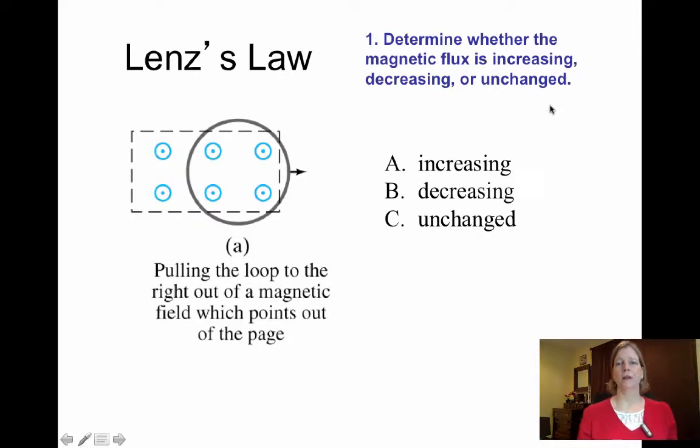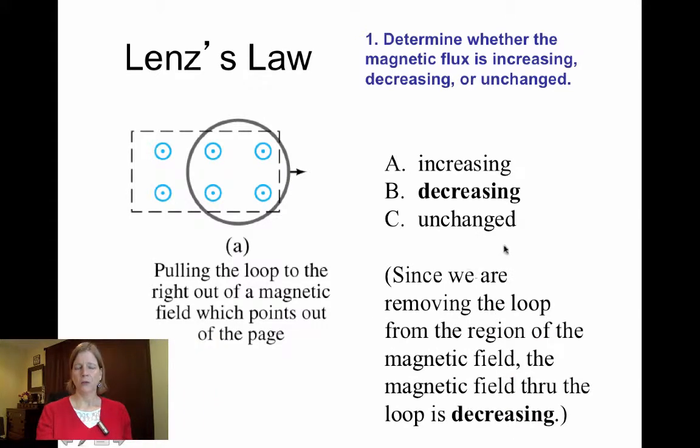Determine whether the magnetic flux through the loop is increasing, decreasing, or unchanged. In this case, we start out with flux lines going through the loop of wire, and then as we pull it off to the right, there's no flux going through the loop, so the flux through the loop will be decreasing. Oh, and I always make note of the direction at this step also, because it just makes the next step easier. So the direction of the external magnetic field was out of the page. And to clarify, since we're removing the loop from the region of the magnetic field, the flux through the loop is decreasing.